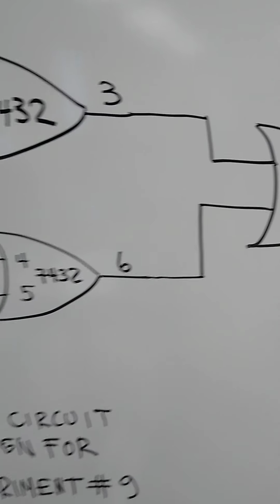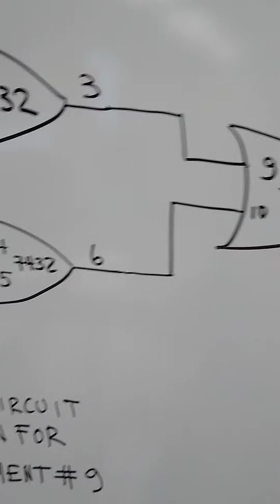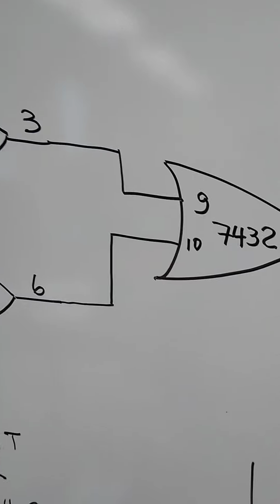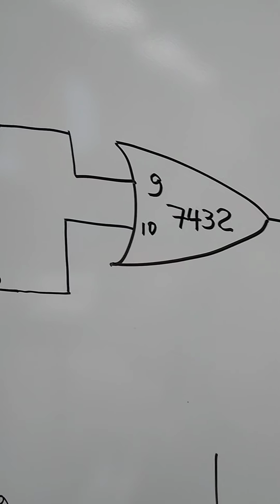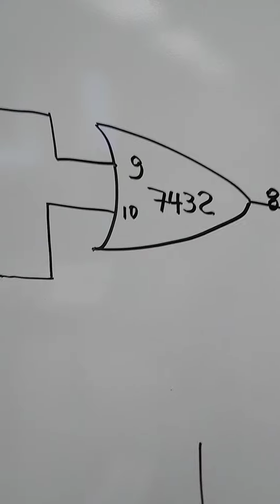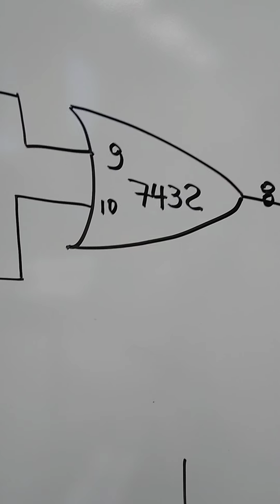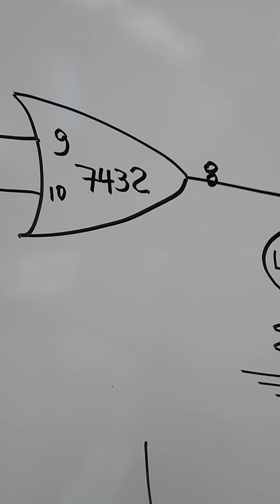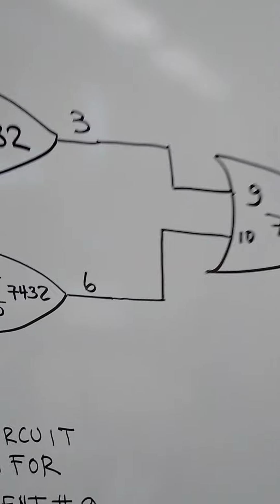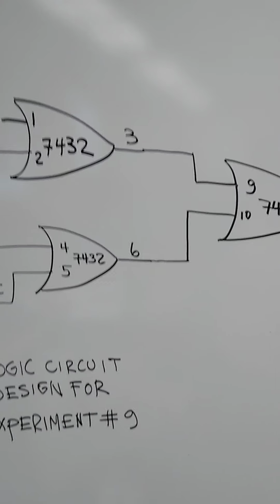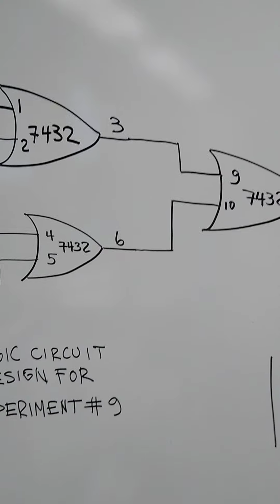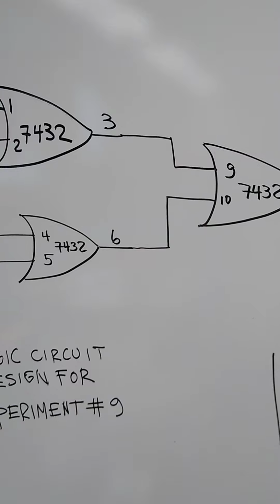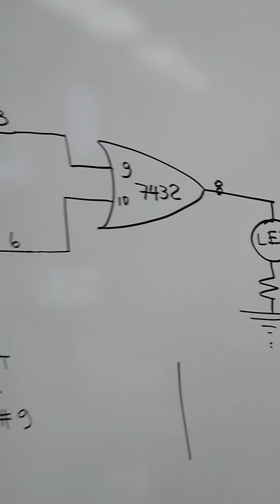Okay? So the third OR gate that we are going to use is going to have these two outputs in another OR. We are going to use the inputs number 9 and 10, and we are going to have the output in 8. Okay? Here, don't forget also that the 7432 will require to be energized in pin 14 and grounded in pin 7. Okay?